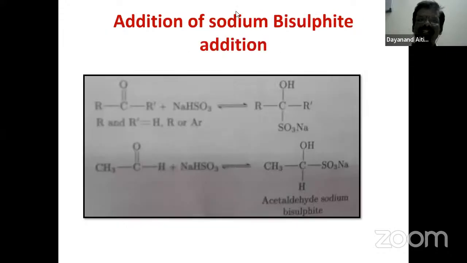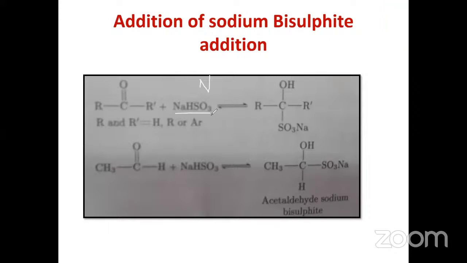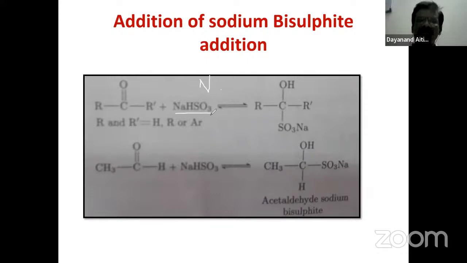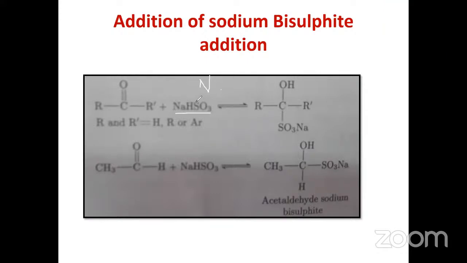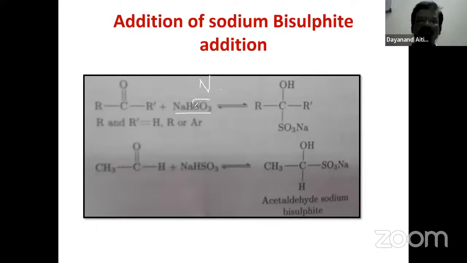Sodium bisulfite addition. What is more important is we have to identify the nucleophile. What is the nucleophile here? Sodium bisulfite, NaHSO3. Among this, what is the nucleophilic part? Na plus, HSO3 minus. SO3 minus 2, the sulfite ion, is the nucleophile.